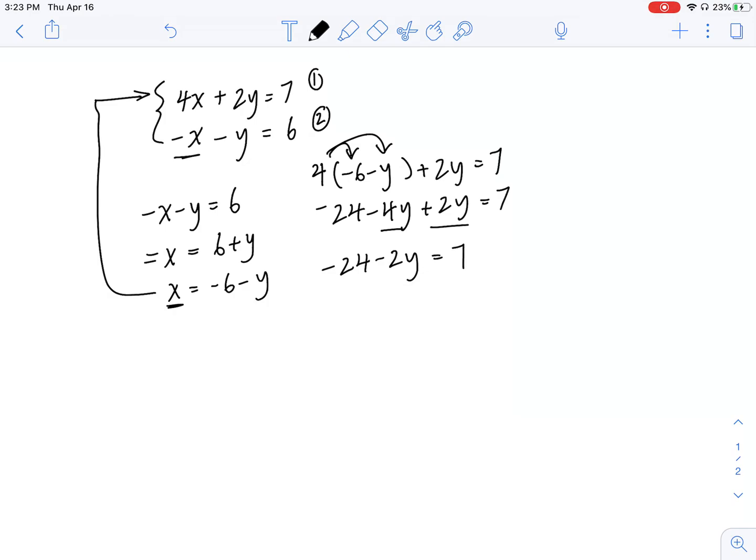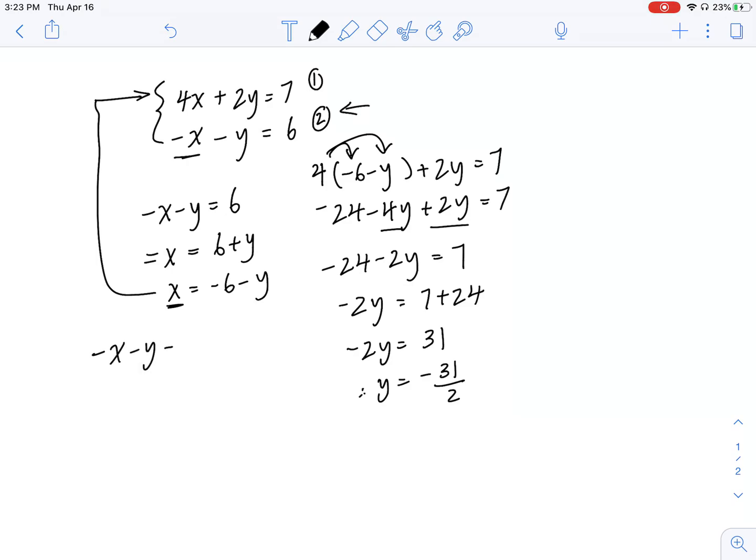And now we can isolate for y. Minus 2y equals 7 plus 24. Minus 2y equals 31. Y equals minus 31 over 2. Now that we have y, we can plug it back into equation 2 to solve for x.